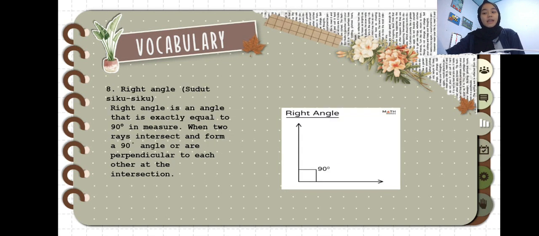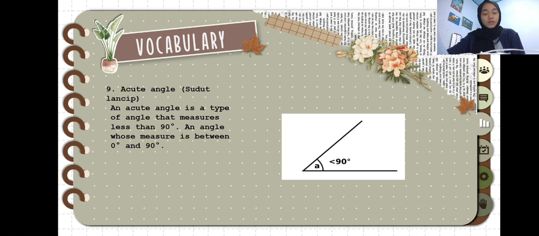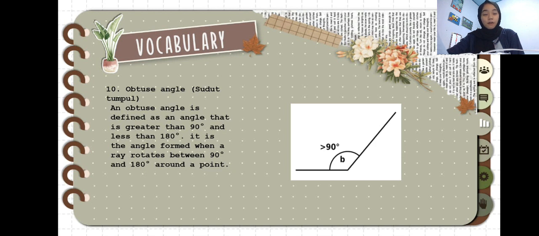Sudut siku-siku is an angle that is exactly equal to 90 degrees in measure. Next, acute angle, sudut lancip, is a type of angle that measures less than 90 degrees. And the last vocabulary is obtuse angle. Sudut tumpul is an angle that is greater than 90 degrees and less than 180 degrees. Next video.